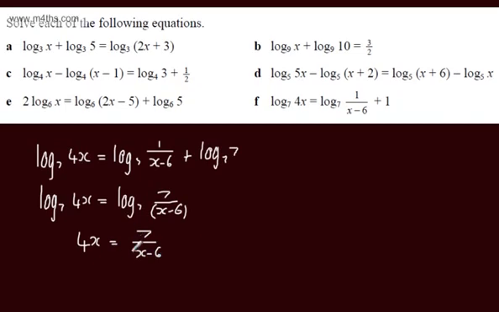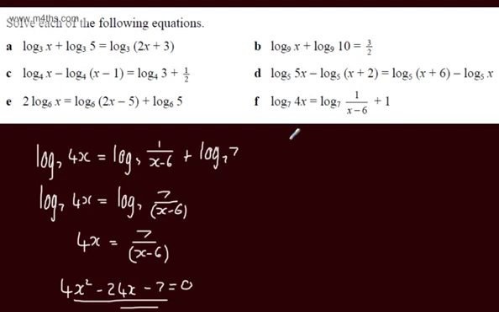Multiplying both sides by the quantity x minus 6, we're going to have a quadratic equation. 4x squared minus 24x minus 7 is equal to 0. We're going to go ahead and solve that shortly and look at the solutions and which ones, if any or both, are going to be valid for that particular equation.